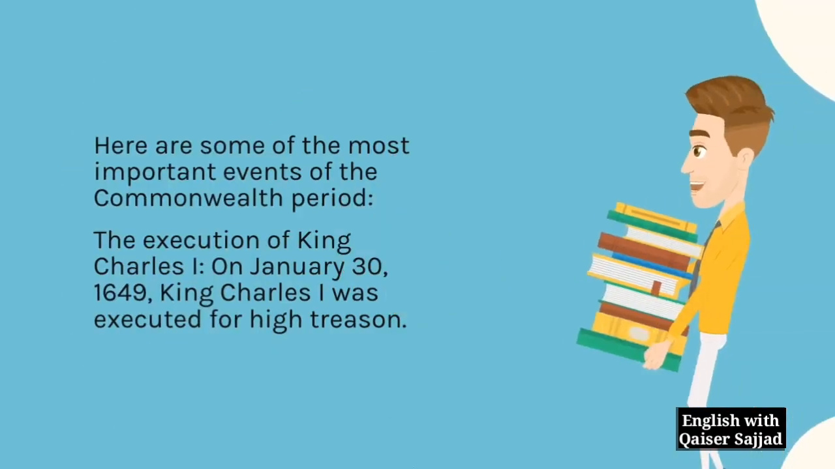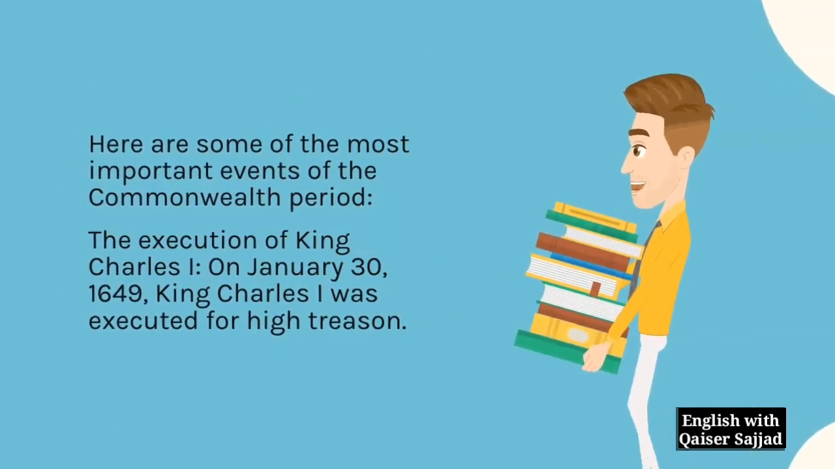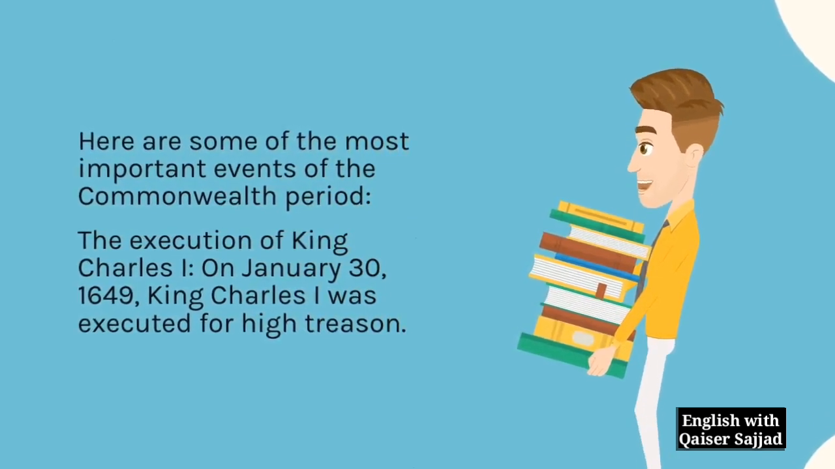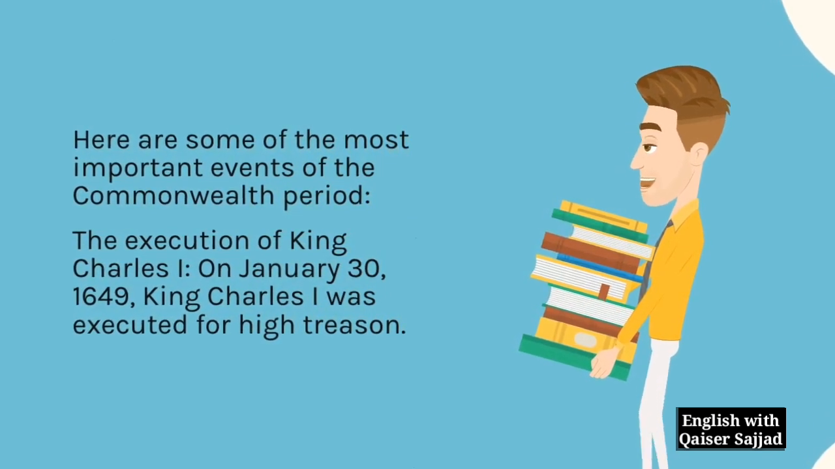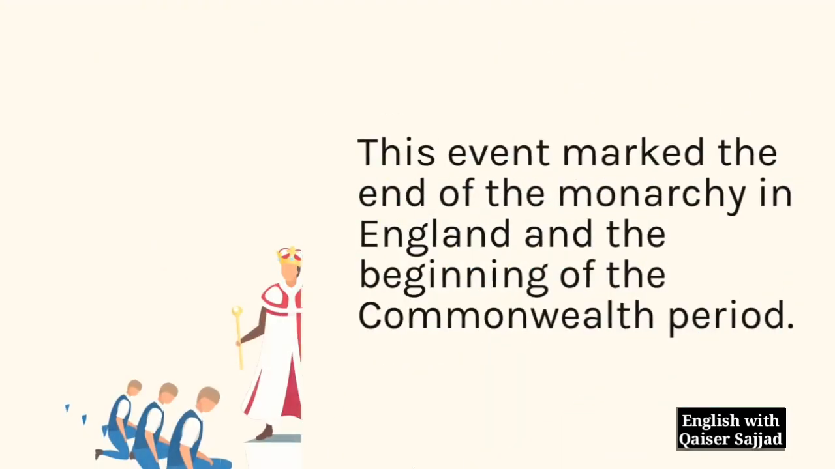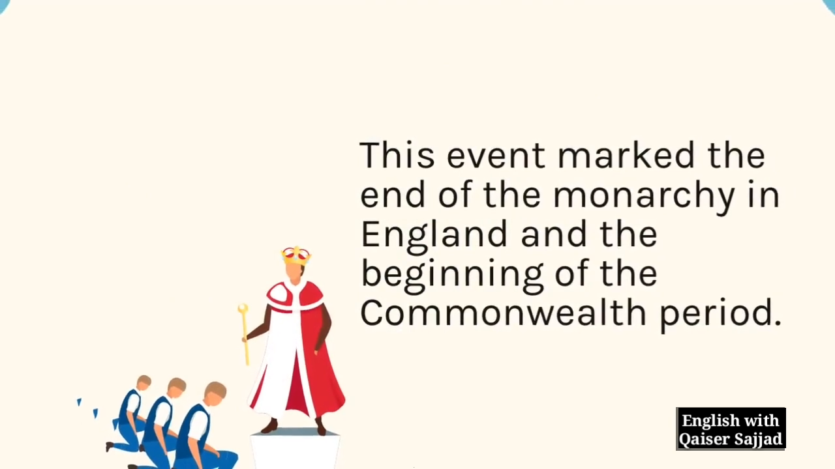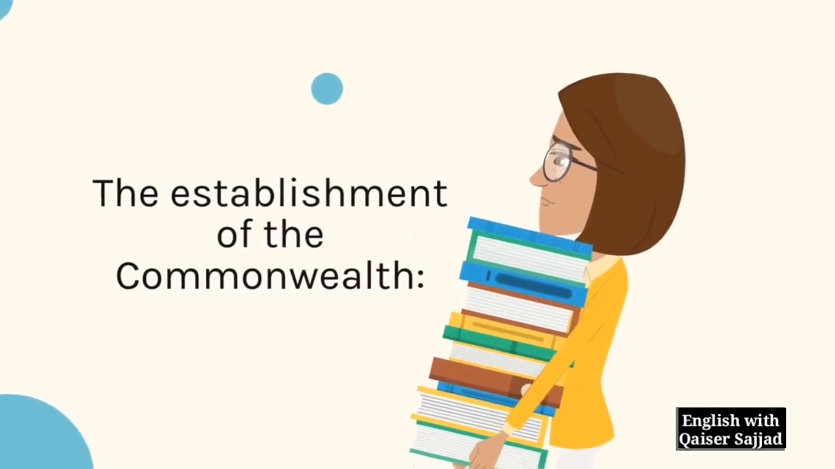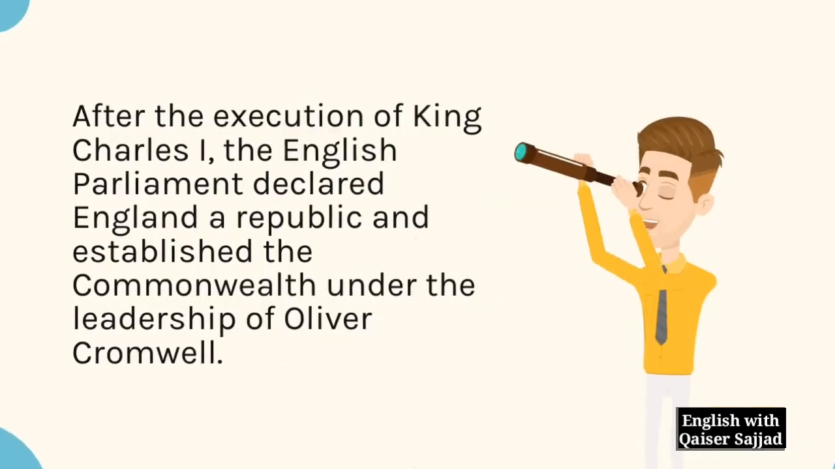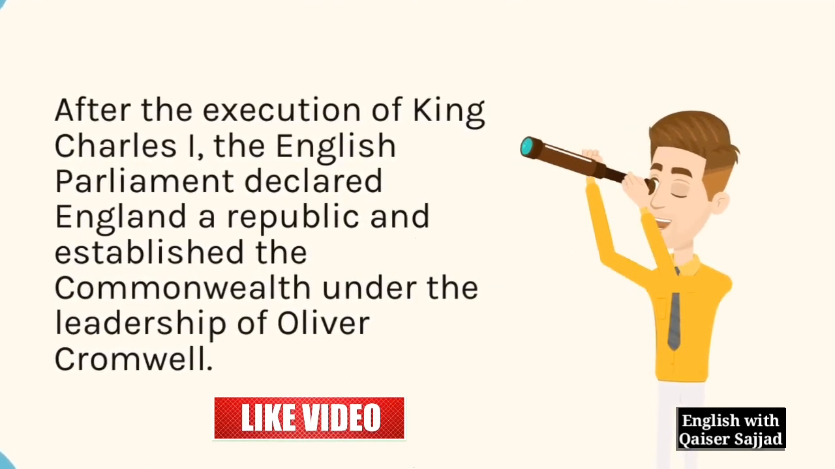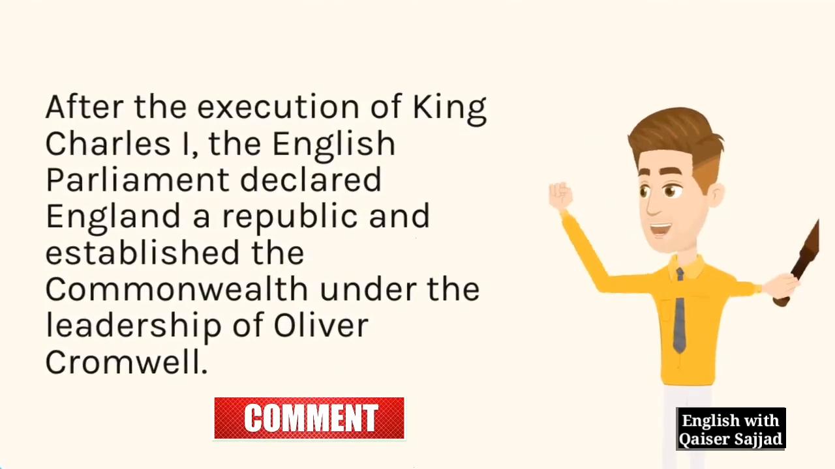Here are some of the most important events of the Commonwealth period. The execution of King Charles I. On January 30, 1649, King Charles I was executed for high treason. This event marked the end of the monarchy in England and the beginning of the Commonwealth period. The establishment of the Commonwealth. After the execution of King Charles I, the English Parliament declared England a republic and established the Commonwealth under the leadership of Oliver Cromwell.